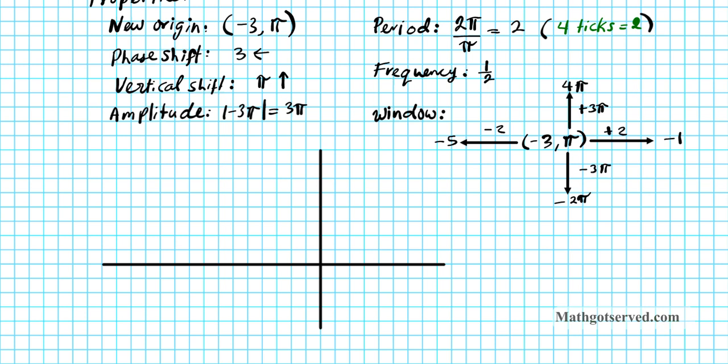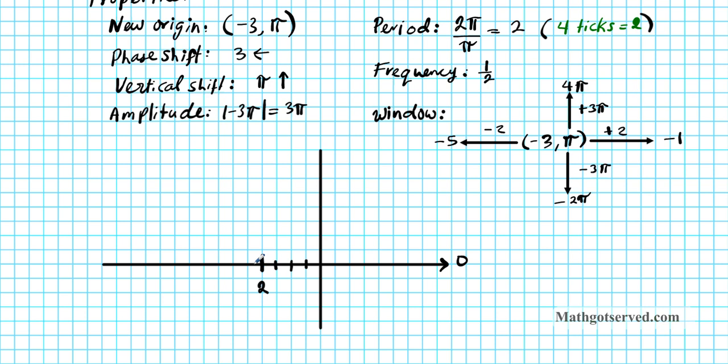So let's go ahead and calibrate our axis. We'll start with the x-axis. We know that 4 ticks is equal to 2. So let's do that. We don't really care too much about the right side right here. Just go to the left. So we're going to have 1, 2, 3, 4. That's 2. And then how far are we going? All the way to negative 5.